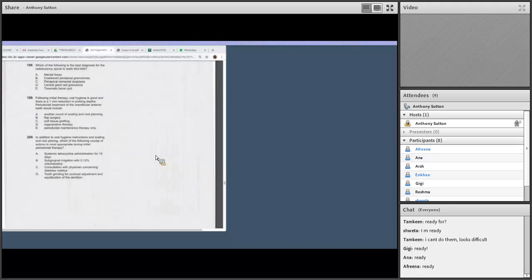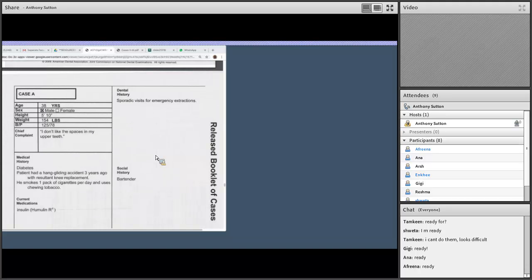All right, let's first look at these cases, okay? So our first case, you guys have this one, right? Case A. Good. All right, so we have a 38-year-old male. He's 5'10", weighs 154 pounds. Blood pressure is 125/78. His chief complaint is aesthetics, okay? He doesn't like the spaces in his upper teeth. Obviously, that's important to him because he's a bartender and he's in front of his clients every day, all right?